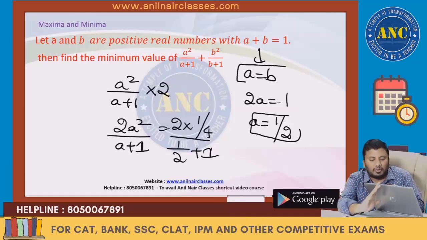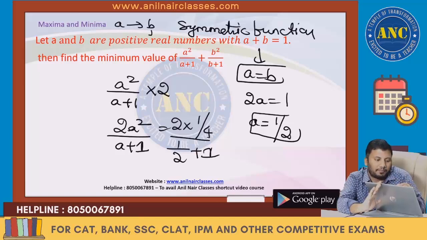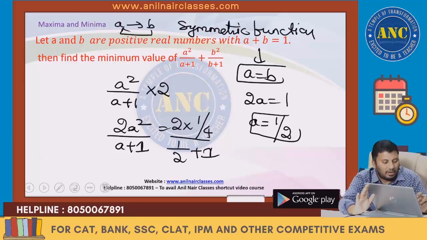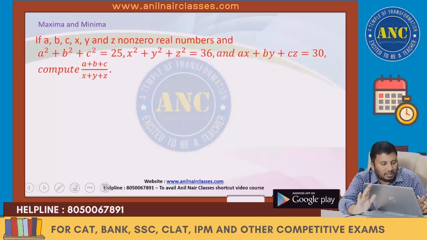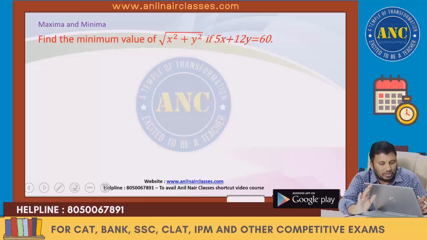Make A equivalent to B, because this equation does not change if I keep A with B or B with A. Direct symmetric functions we will substitute.